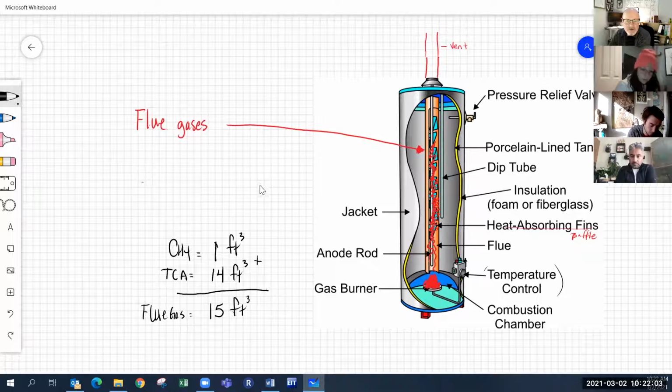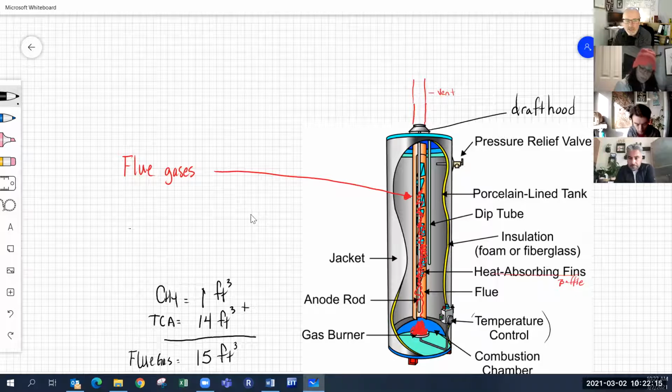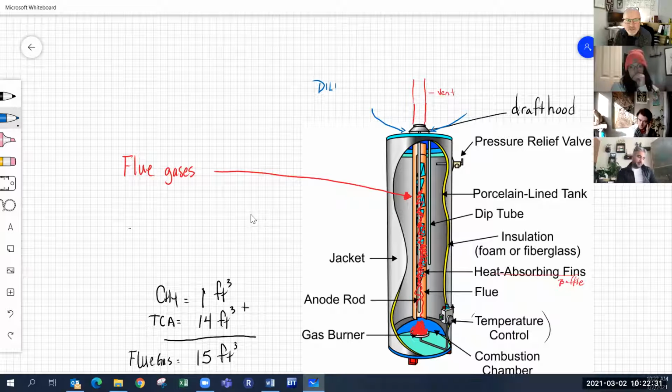And now, because this appliance has what is called a draft hood, this is a draft hood. At this point, it allows air, cooler air, to enter in this draft hood. And we call this air that enters dilution air.